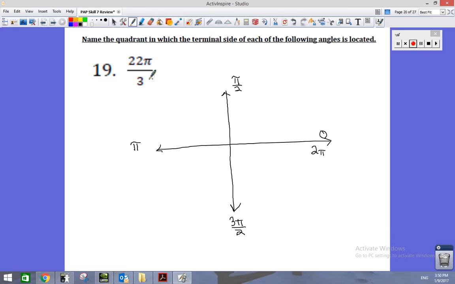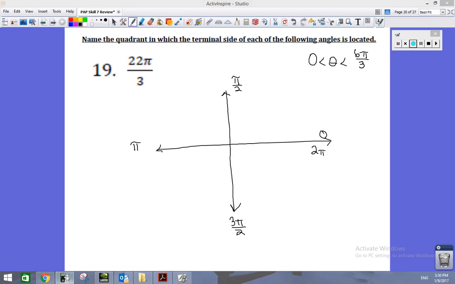So let's find the coterminal angle of 22 pi over 3 that's between 0 and 2 pi. Because I know that if I rewrite 2 pi with the denominator of 3, that's 6 pi over 3, and 22 is bigger than 6, so this has wrapped around several times. I just want to know the angle that's between 0 and 2 pi so I can easily see what quadrant it's in. So if I start subtracting multiples of 6, what do I have?